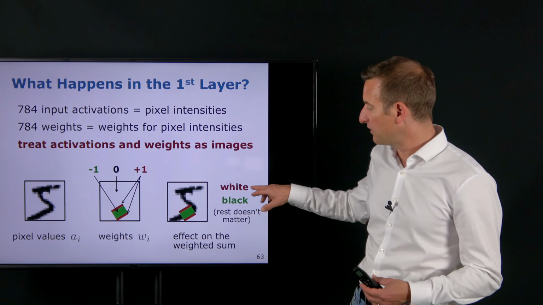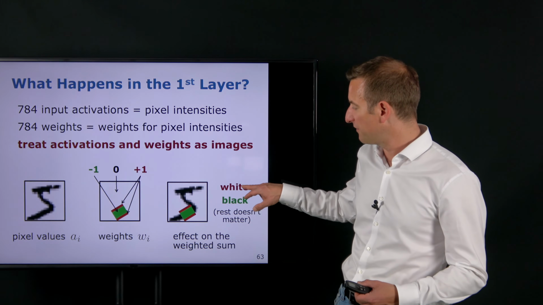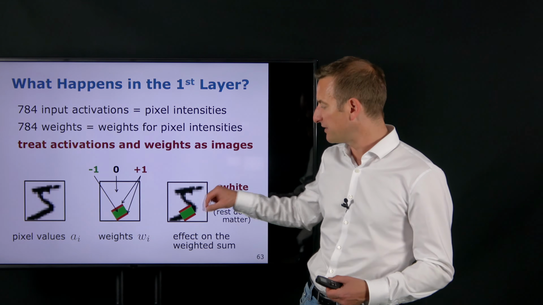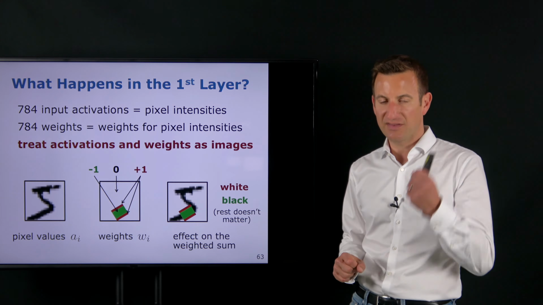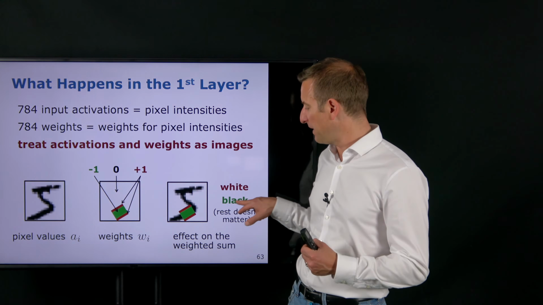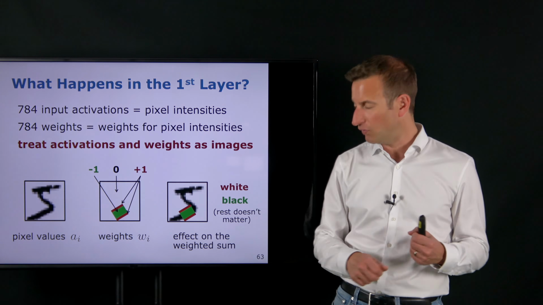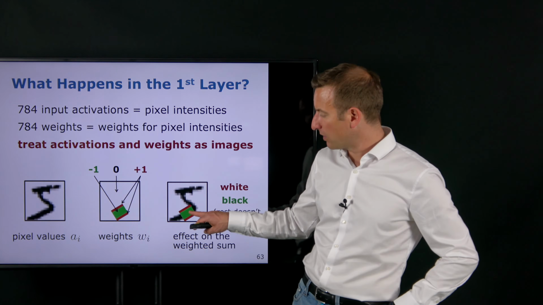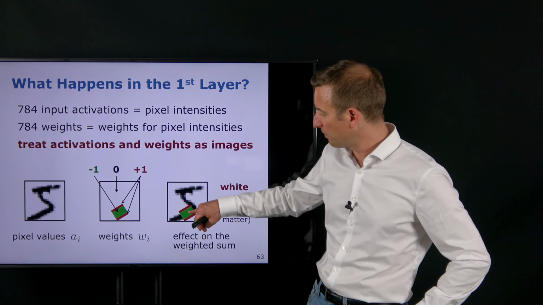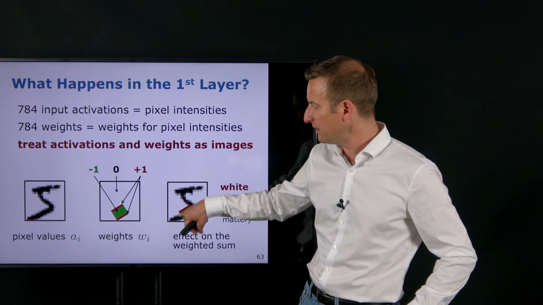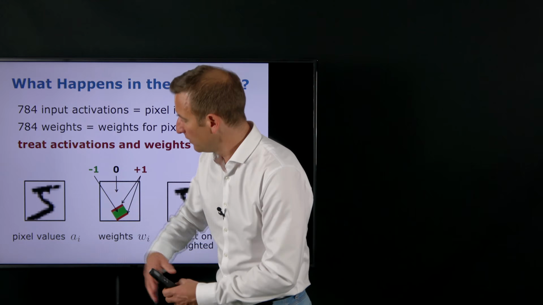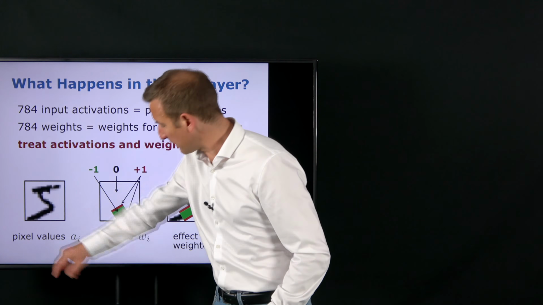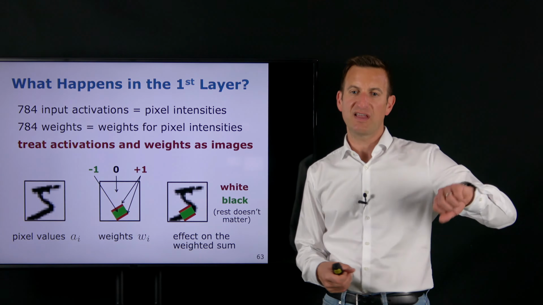So whenever we have white pixels under the red area, that's good. And when I have black pixels under the green area, that's good. And the rest simply doesn't matter. So the more the input image corresponds to this line over here, a short line, if this part of the image looks like a line, this weight will say, that's good.